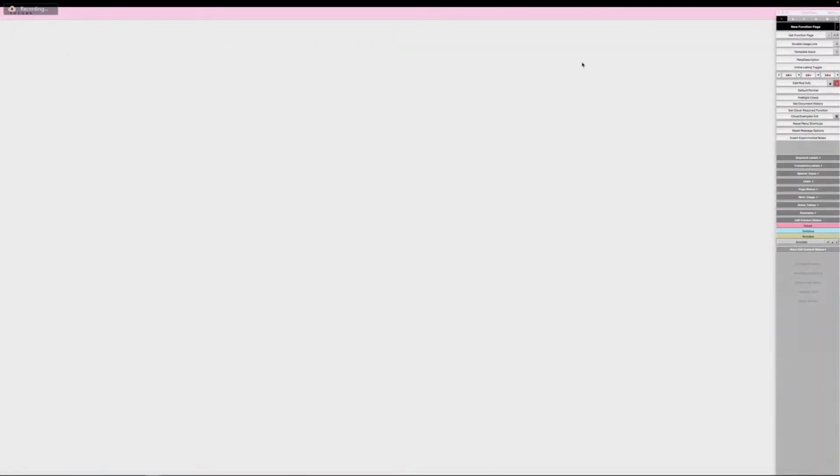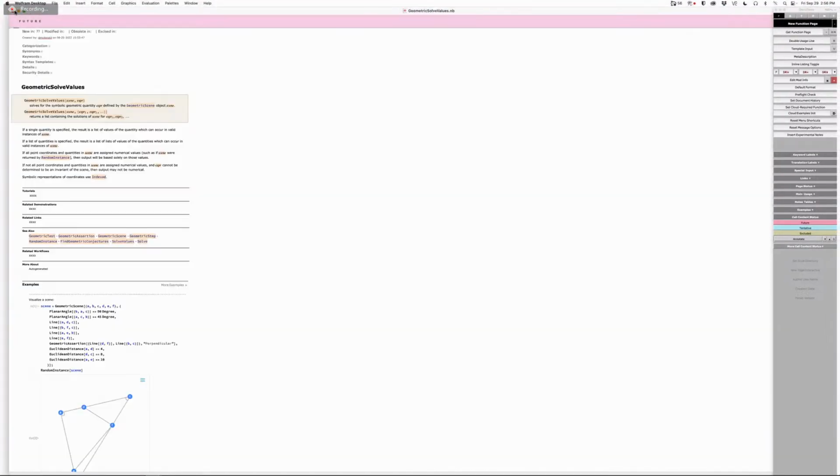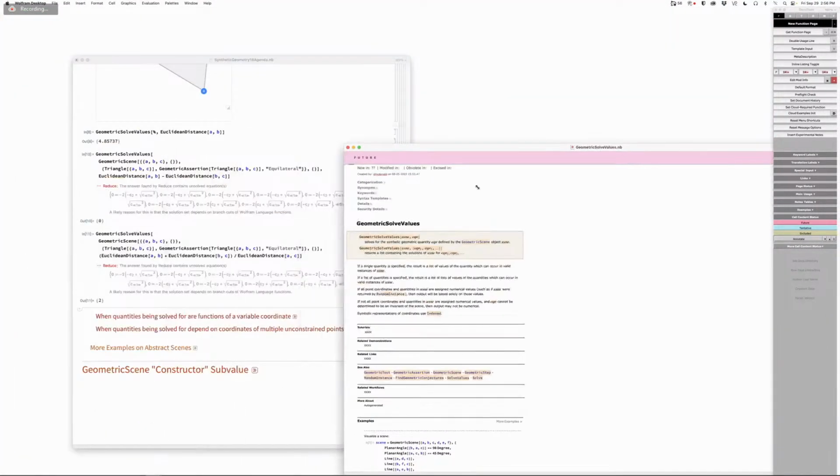Basically, again, this mimics what SolveValues does. So where there was just a single list, there's now a list with two elements. It's, I think, near the bottom.